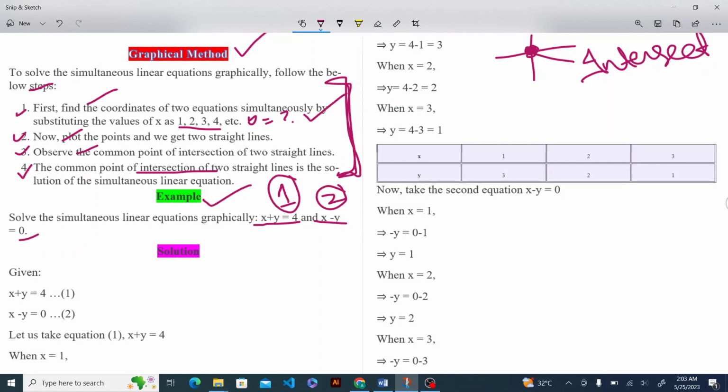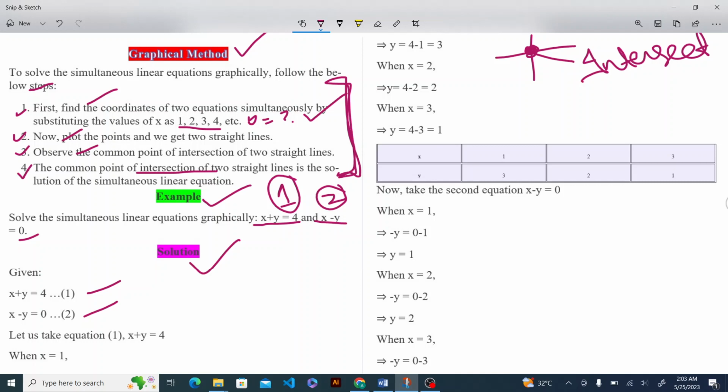Let's solve it. In the solution, we are given two equations, x plus y is equal to 4 and the second one is x minus y is equal to 0. Let us take equation 1, x plus y is equal to 4. Now we will take both equations step by step, and then we will find the values by putting the values of x equal to 1, 2, 3, 4, etc., and then finding the values for y. Okay, in both of the equations, not only one, because we have to find the points for both equations so that we can plot them on the graph. Okay, and then we will find the point of intersection or common point.